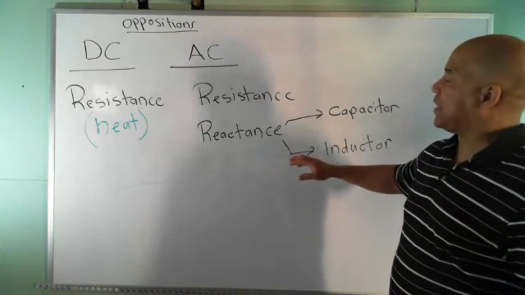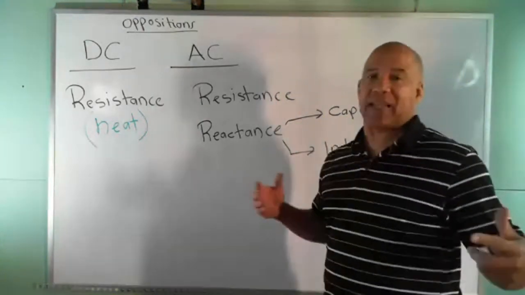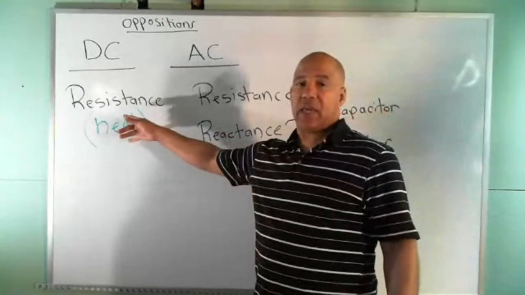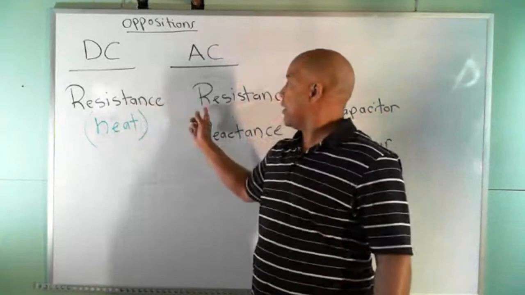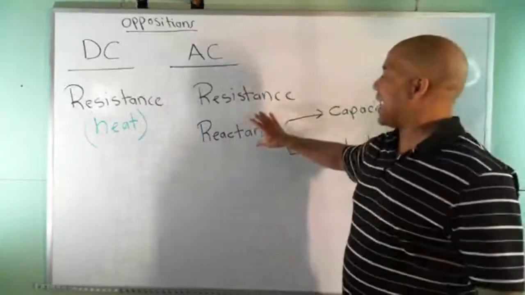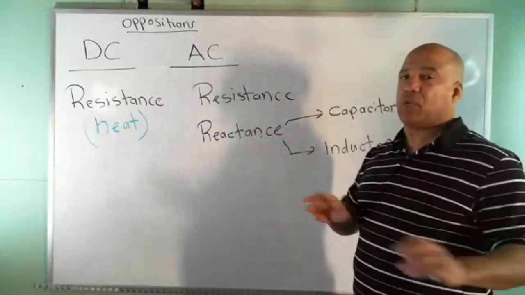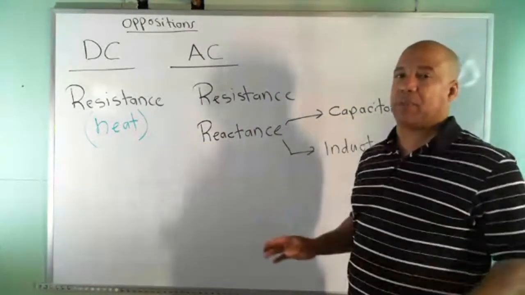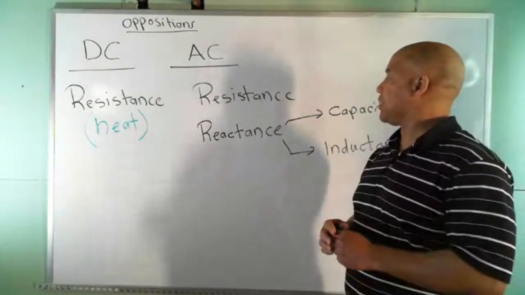Now, it's another type of opposition because the way the opposition happens here is the billiard ball effect if I have resistance, either here or here. But reactance adds the opposition through a different physical mechanism. It's not the billiard ball effect. That's the one thing to understand.